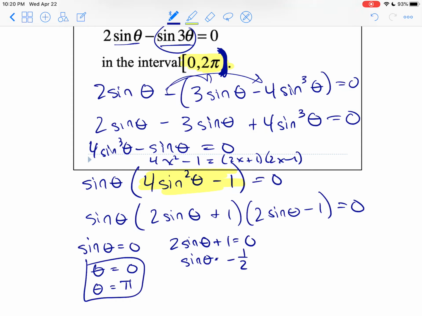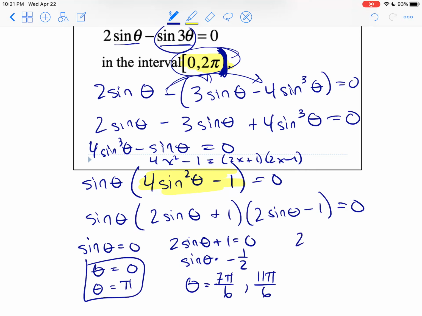Now, where does sine of theta equal negative 1/2? Well, if I know my unit circle correctly, going from 0 to 2 pi, not going backwards, because negative angles are not on this interval. So using what I know about the unit circle, I know that this happens at 7 pi over 6, which is pi over 6 past pi. So that's the first time that sine of theta is negative. And then it also happens pi over 6 short of 2 pi, which is 11 pi over 6.